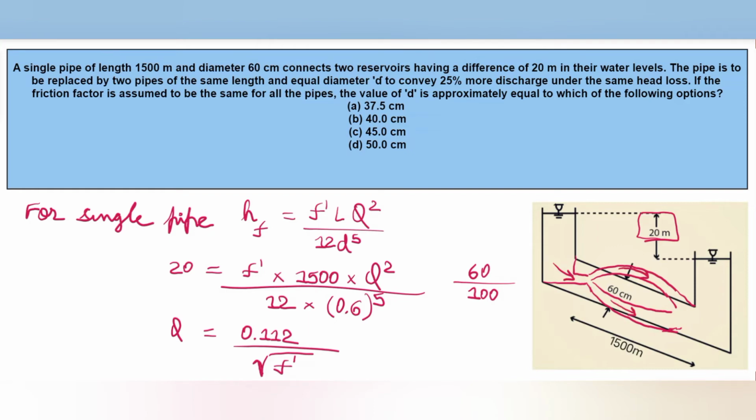Now suppose say we have discharge going into the two pipes like this, Q2 and Q2, and the coming discharge is 2Q2, which is Q2 plus Q2 is equal to 2Q2.